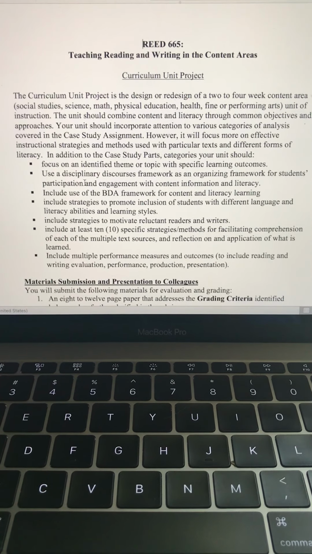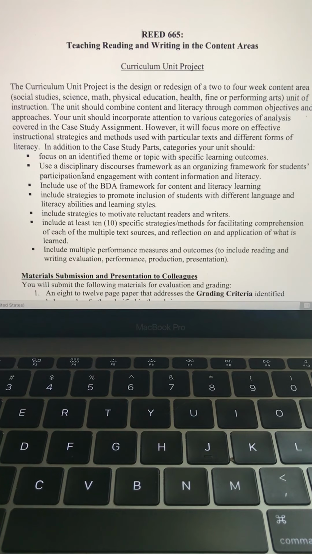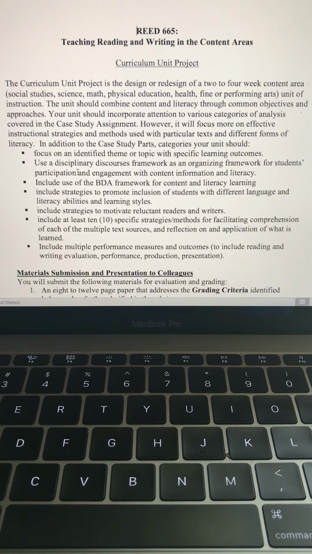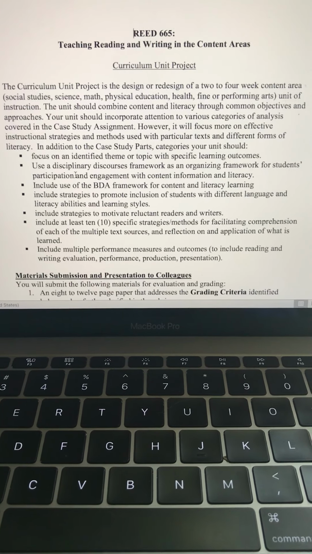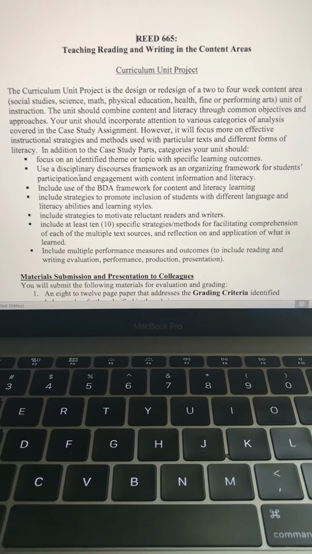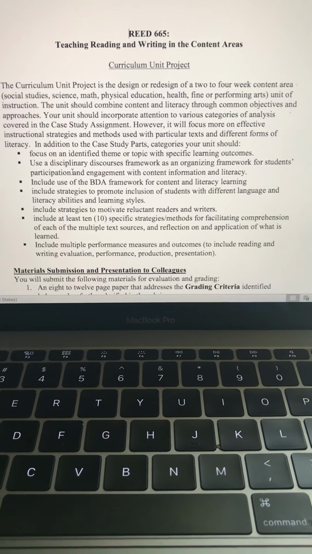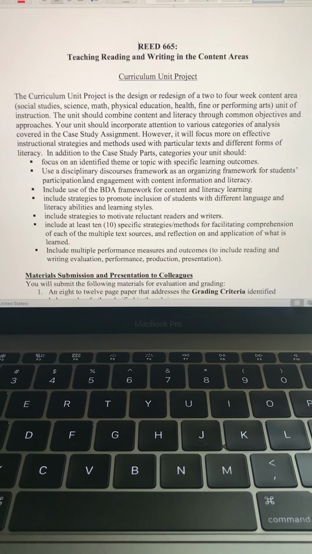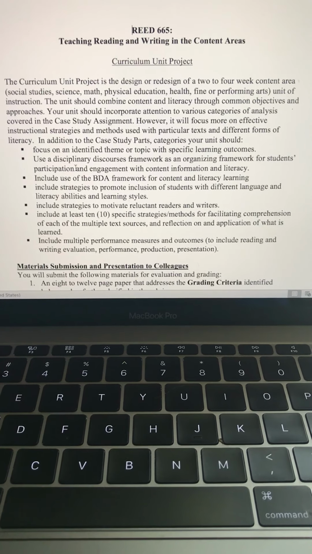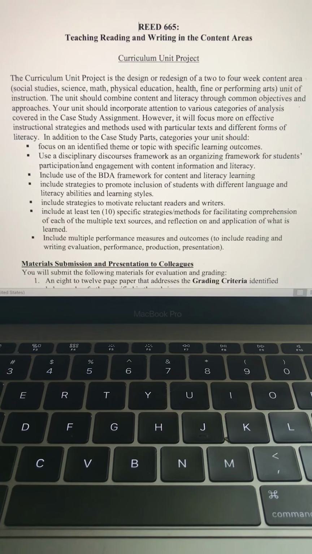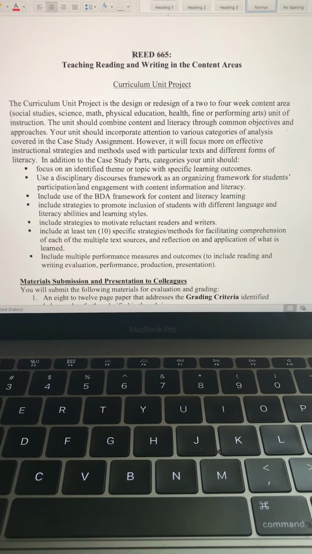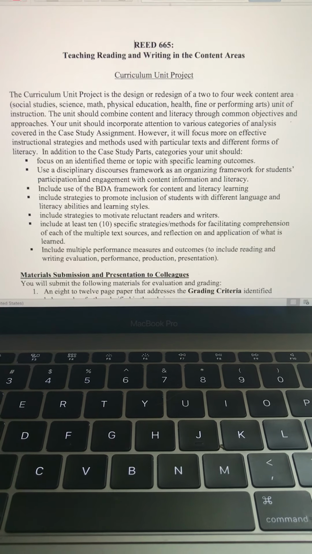Use a disciplinary discourse framework as an organizing framework for students' participation and engagement with content, information, and literacy. Include use of before, during, and after framework. Include strategies that promote inclusion of students with different language and literacy abilities and learning styles. Include strategies to motivate reluctant readers and writers.